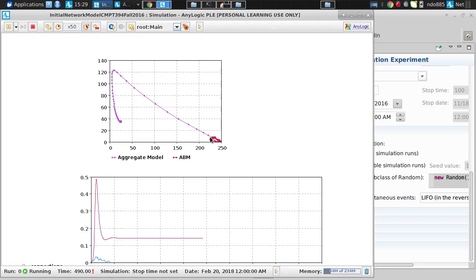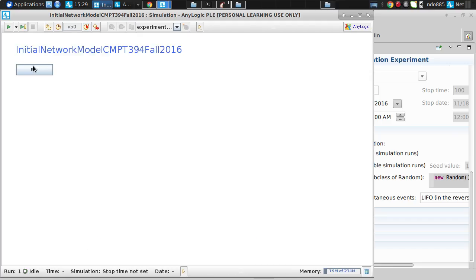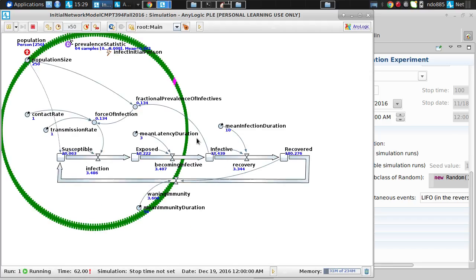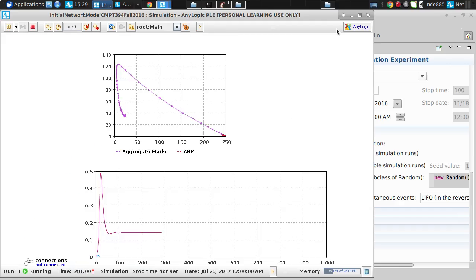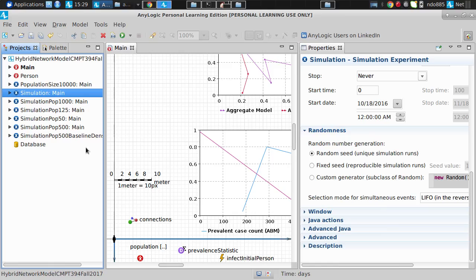Where did the agent-based model go? Well, it didn't go very far. Let's try running it again. I set it to use a random number seed. Basically, it's a similar deal. It's kind of way down here. Ladies and gentlemen, rather different.